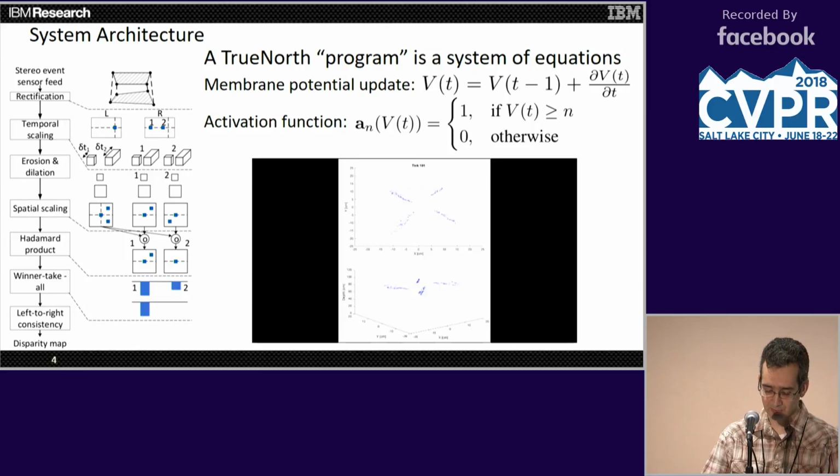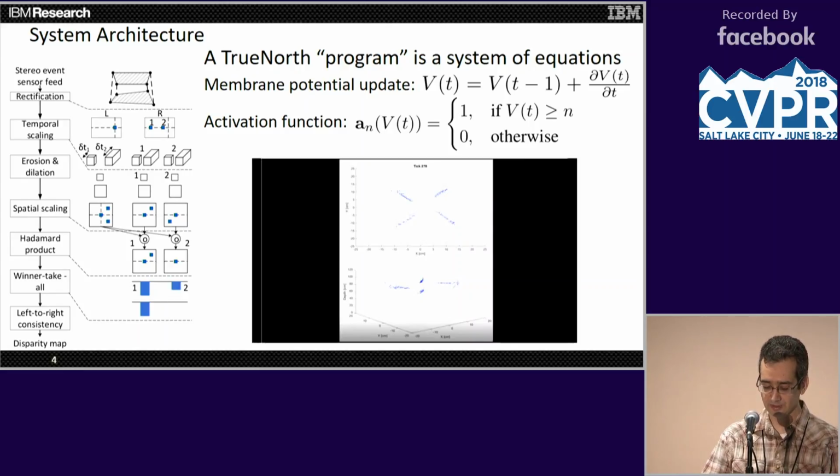We define systems of such interacting equations which efficiently implement a number of important stereo subroutines, such as the ones shown on the left. These include rectification, spatiotemporal scaling, morphological erosion and dilation, Hadamard product-based matching, winner-take-all, and left-right consistency constraints.